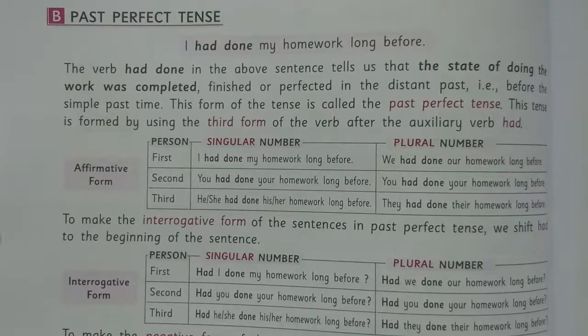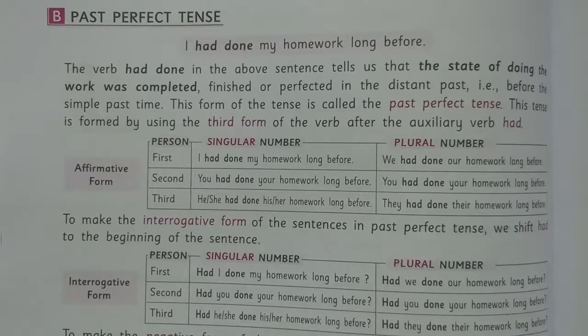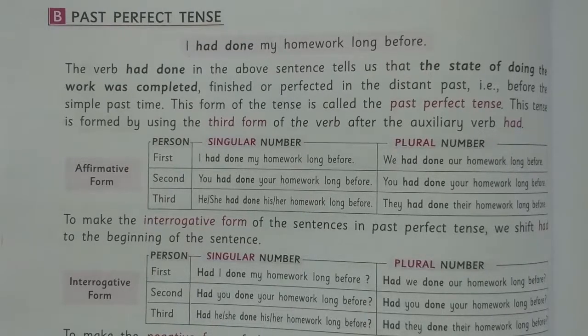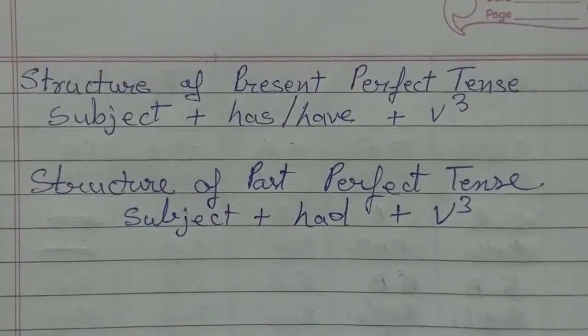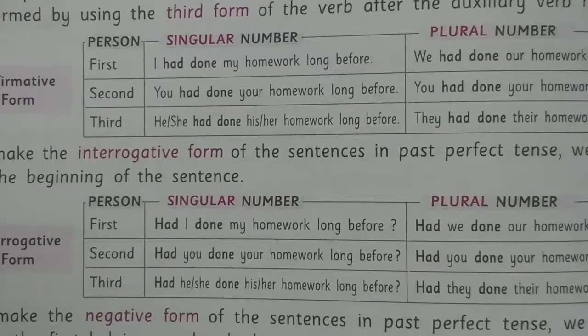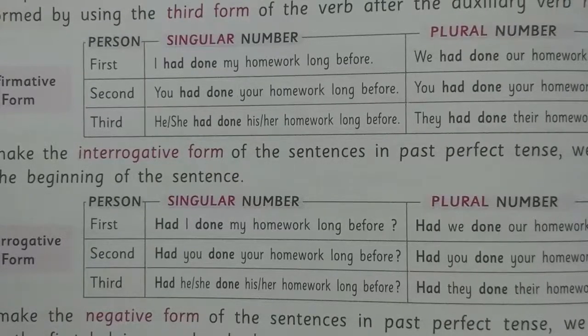And the structure of this tense is subject plus had and third form of the verb, that is past participle. In a simple way, if I give you one example, I can say, I had won the match. Here, this sentence is in past perfect tense. The structure of past perfect tense is subject plus had and third form of the verb. Now, let us understand the affirmative, interrogative, negative and interrogative negative forms of past perfect tense.